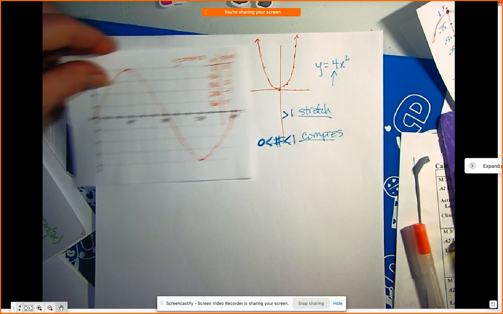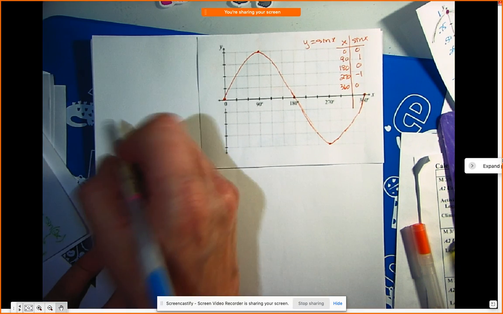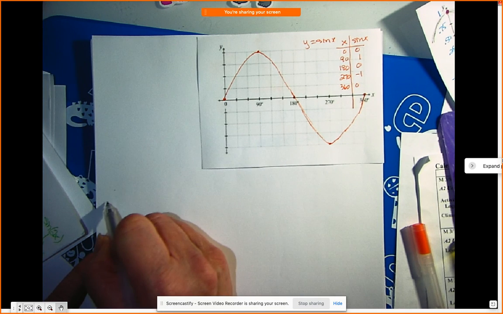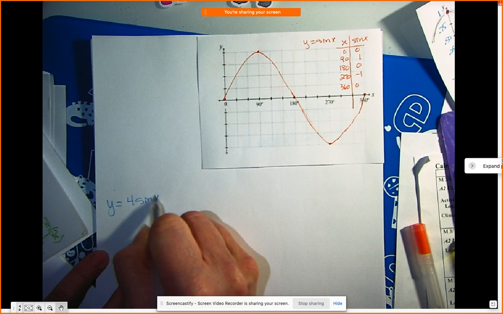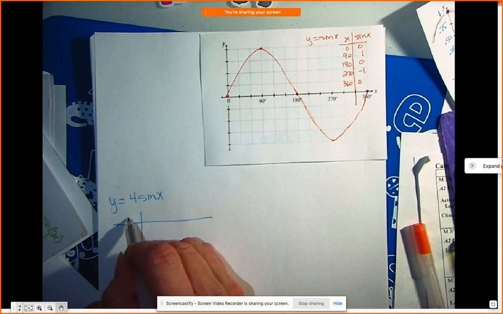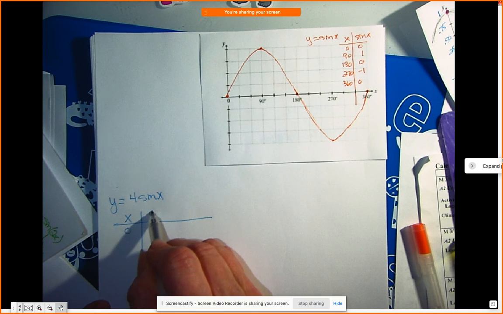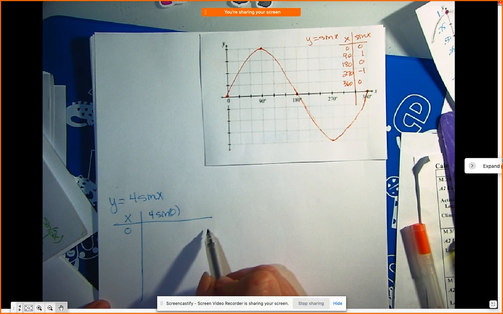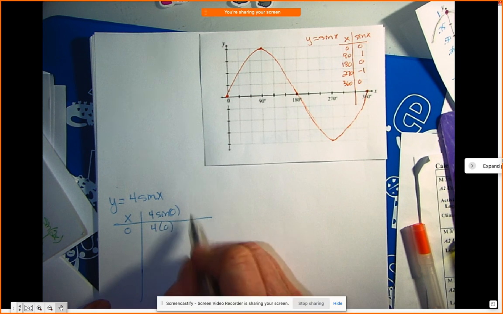Okay, so I'll go ahead and put my sine graph up here, the mama graph. And I'm going to write y is equal to 4 sine of x. Well, what it's going to do is take the table of values. I'm still going to put in a 0 degrees. Well, 4 times sine of 0. Well, sine of 0 is 0. We know that. So it's going to be 4 times 0. Well, that's still 0.